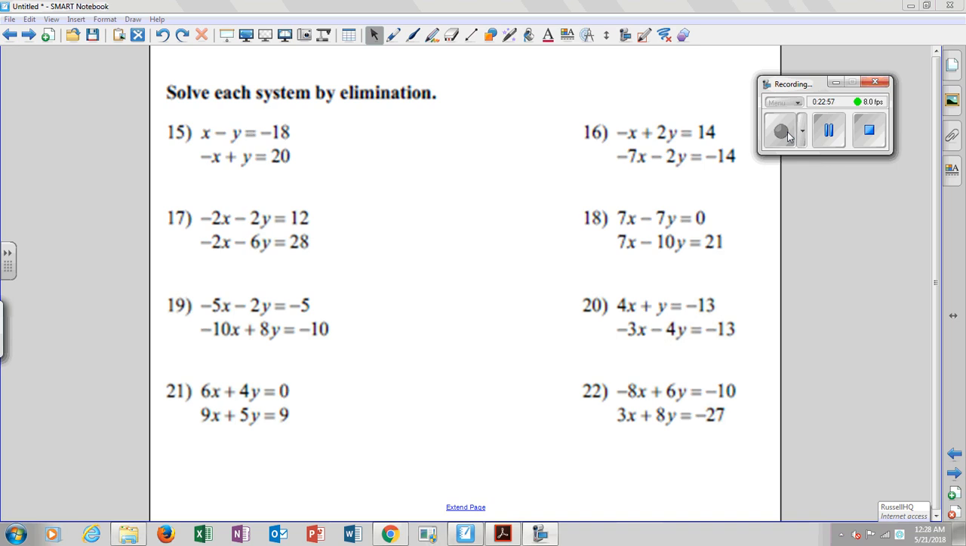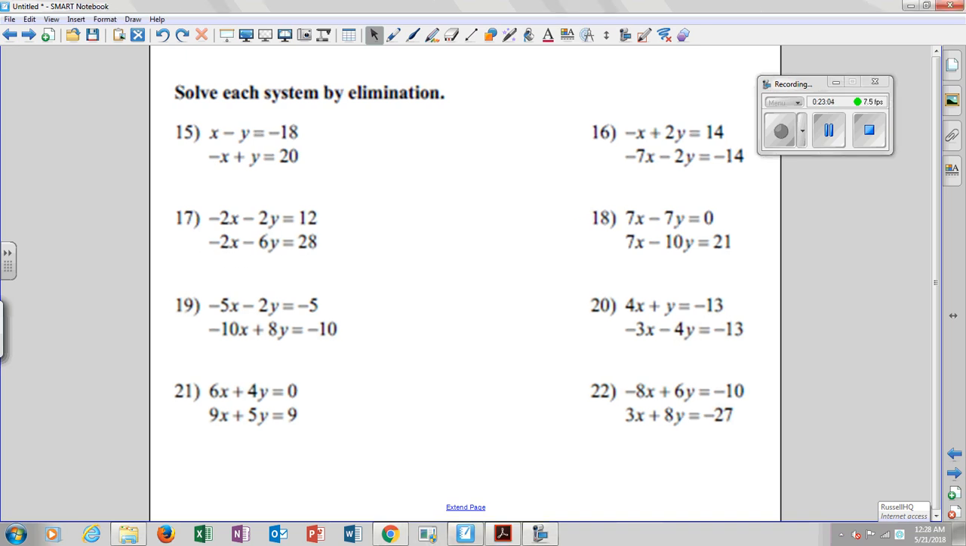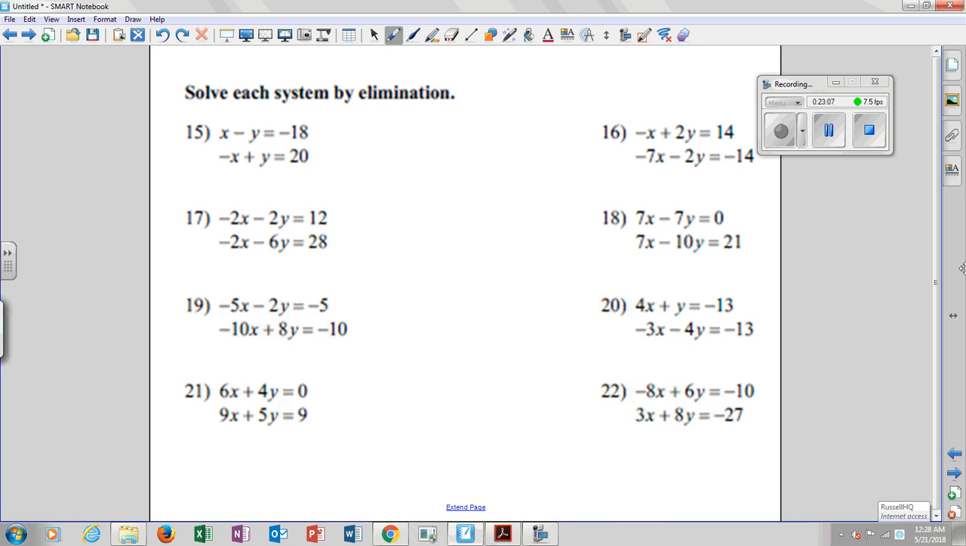Okay, on to the next one. I forget which one we're on. I think it was this one. Okay, so we can multiply through by negative here to flip the sign on the bottom. So make that plus, plus, minus. Now those are canceling out. Negative 2 plus 6 gives you a positive 4. 12 minus 28 gives you negative 16. Divide by 4, you get y equals negative 4.